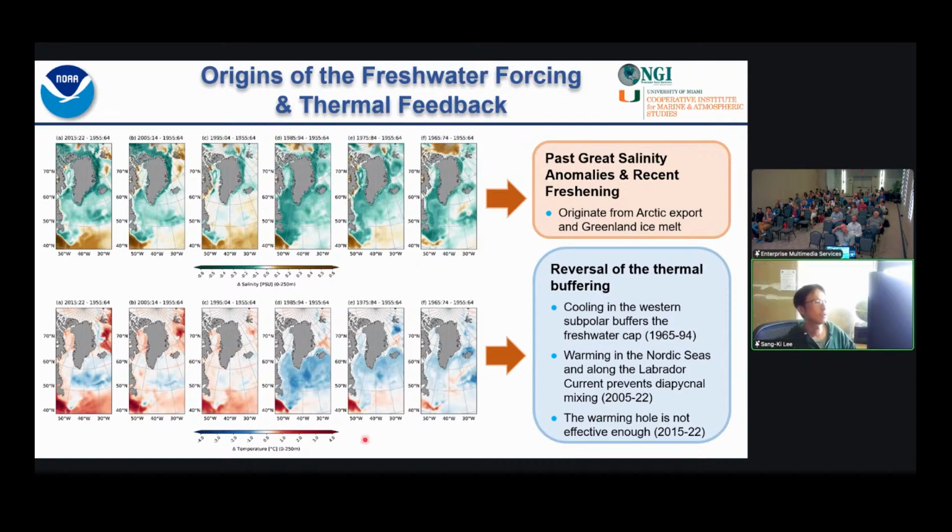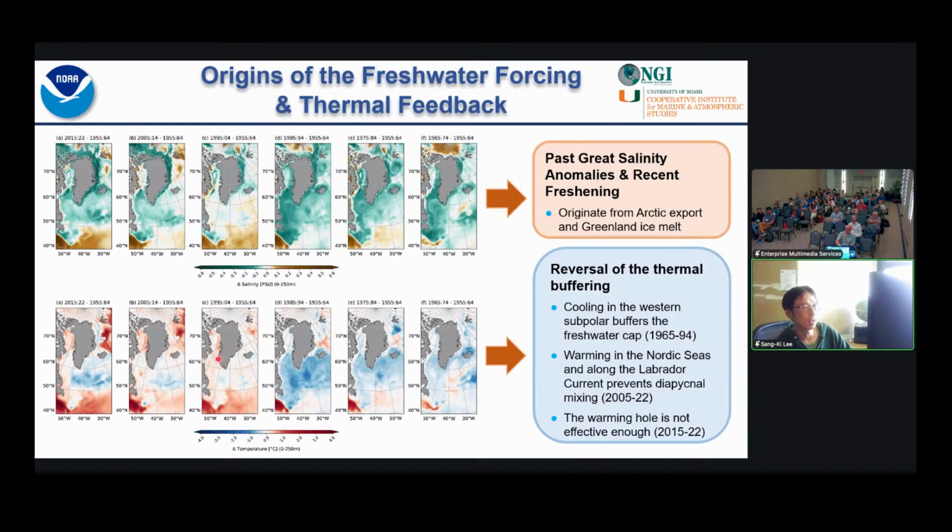And then if you look into the temperature for 1965 to 94, there was a cooling here in the western subpolar region, and that definitely buffers the freshwater effect from the salinity anomaly. However, look at the warming in the Nordic Sea in the recent period, the big warming in the Nordic Sea, and there was also a slight warming along the Labrador Current region.